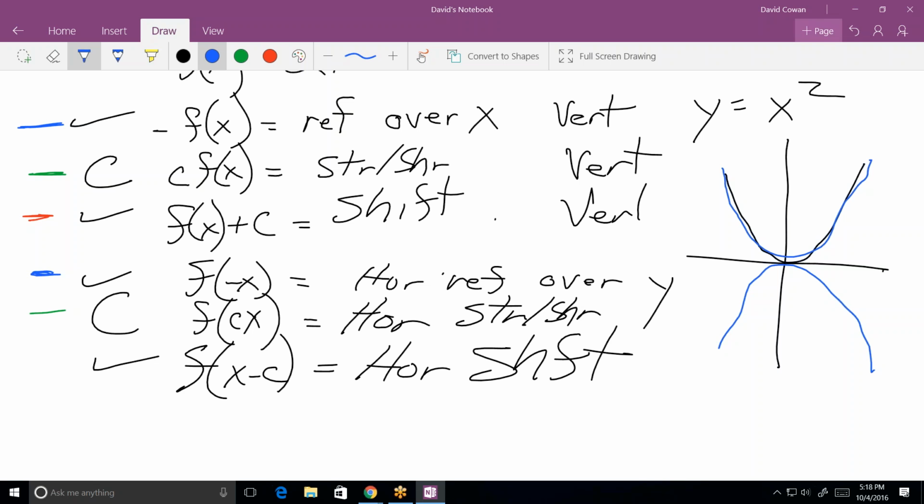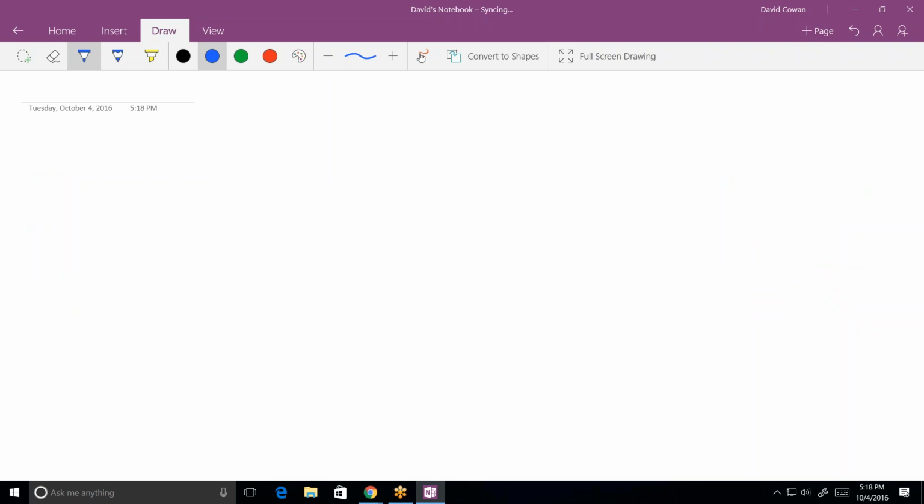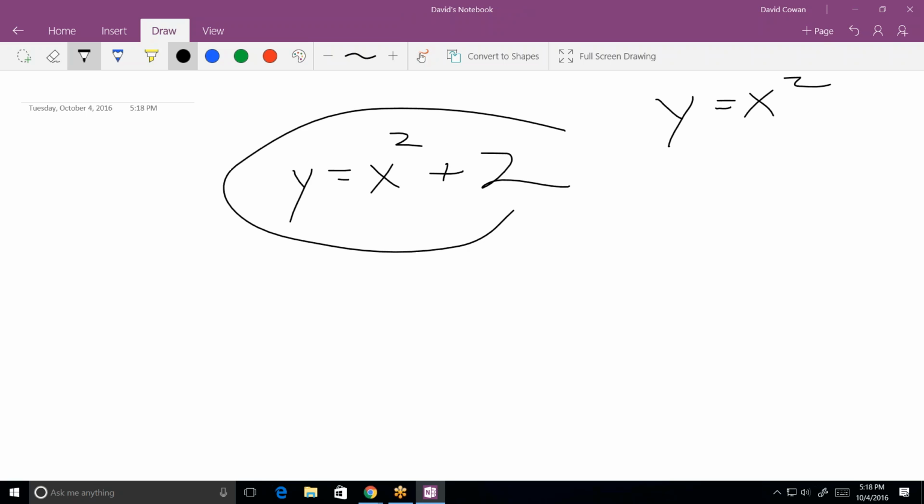Okay, here's what the problem becomes. What if I give you a problem like this, and I say, what's happening? If my parent function is y equal x squared, then what does this do? It shifts it up. It's a vertical shift. Okay, cool. Let me give you another one.